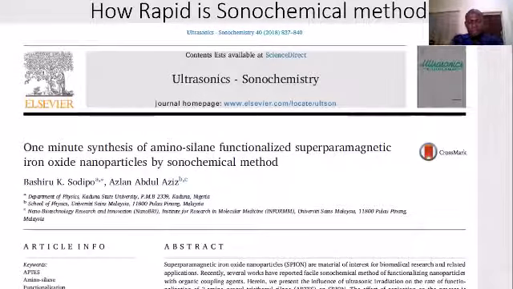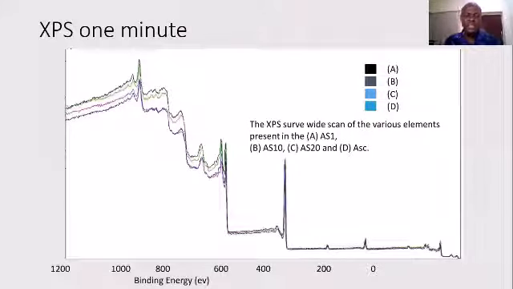And let me quickly take us through what we did. As I reported in the earlier work, how we modify the surface of iron oxide nanoparticles with an organometallic compound, and not only modify the surface of the iron oxide, but also to show that the sonochemical method is a rapid method where in 1 minute we can modify the surface of the iron oxide nanoparticle. These are the XPS images where we compare different sonication periods.